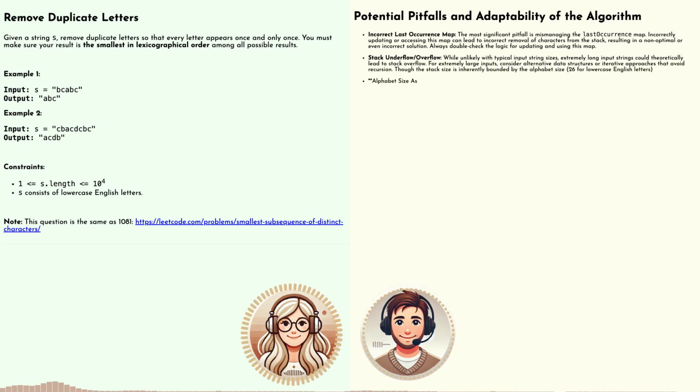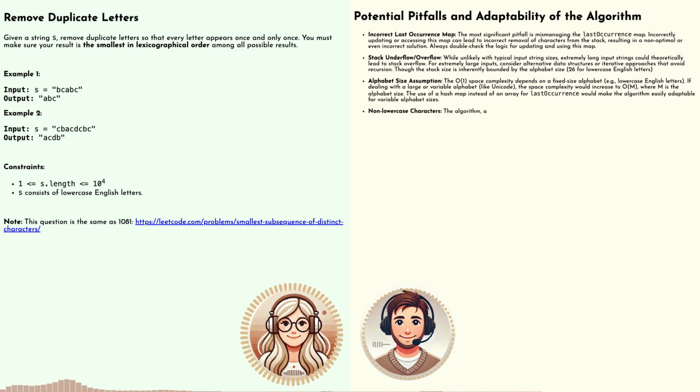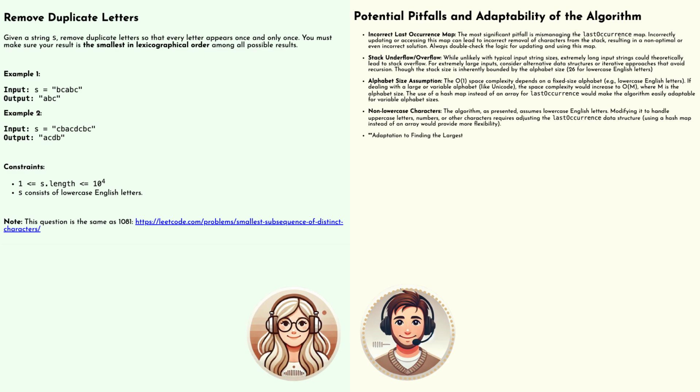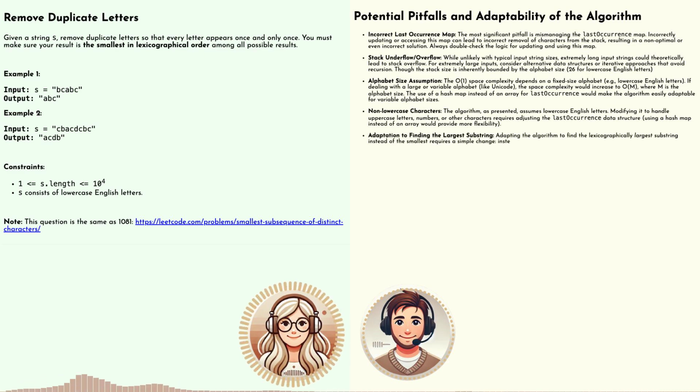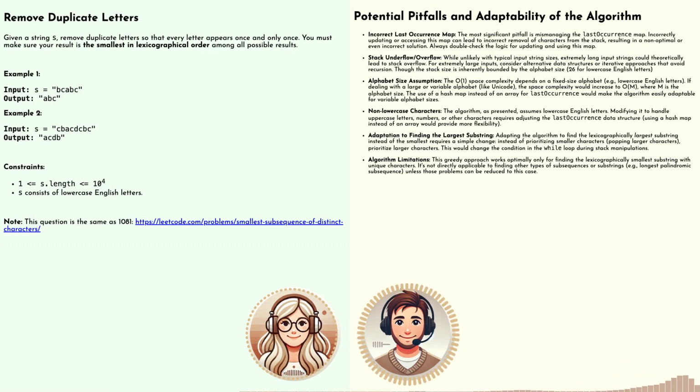Are there any potential pitfalls with this approach, though? What if we had a string with uppercase letters or even special characters? Would this approach still work? That's a really good question. So our current implementation relies on the fact that we're dealing with lowercase English letters. If we had uppercase letters or special characters, we'd need to adjust our last occurrence map accordingly. So the algorithm itself is adaptable. We just need to be mindful of the types of characters we're dealing with.